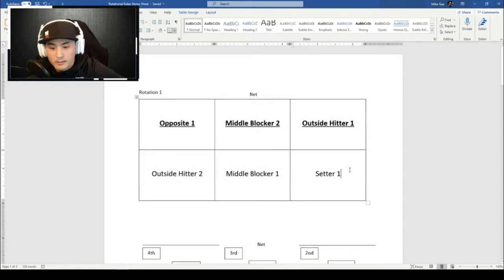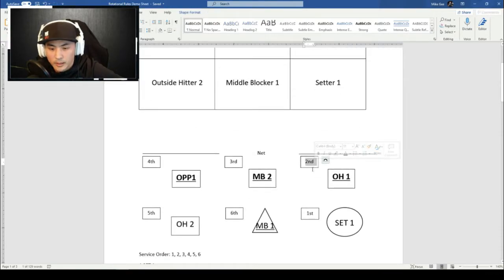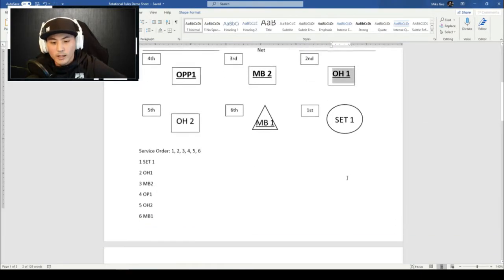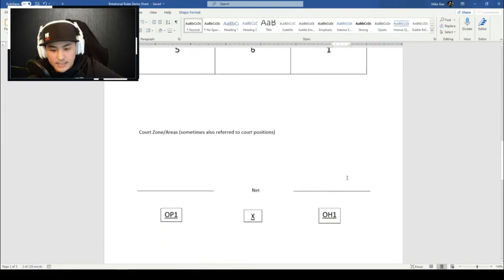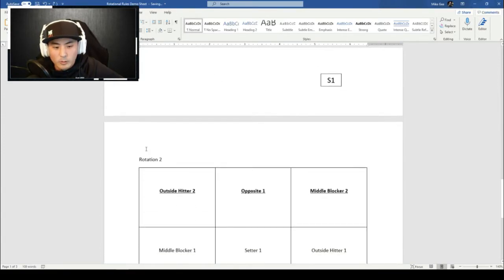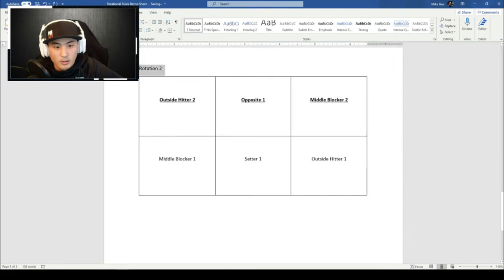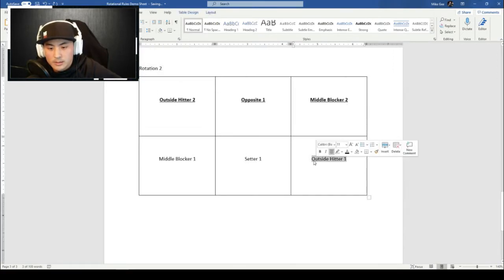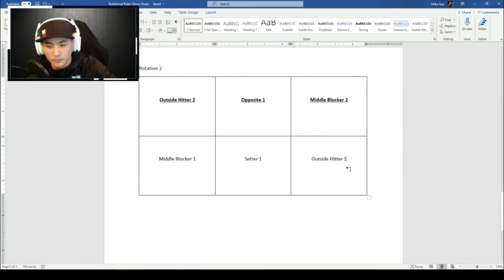But when we rotate to rotation 2, the player who is second in line to serve will then become the OH1. And what you have to teach the players is that when you rotate, say to rotation 2, you can see that the player who was second in line or right up next is now the player in zone 1. And so once we've completed a rotate, now the player in zone 1, or the first server, or the player whose turn it is to serve, is now a new skill position player.